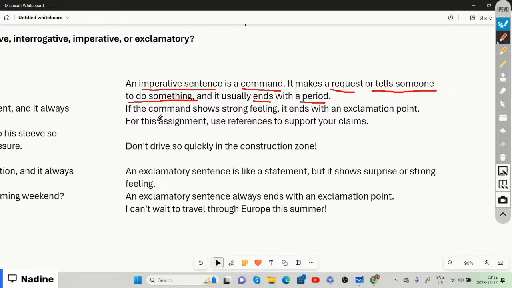So, for example, for this assignment, use references to support your claims, which means that either the teacher or the lecturer or somebody is telling you what to do.